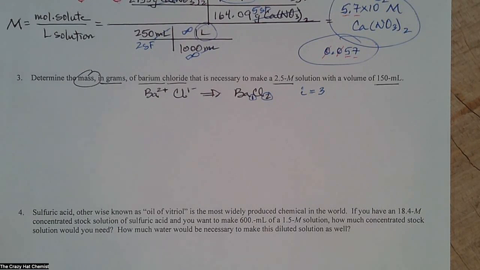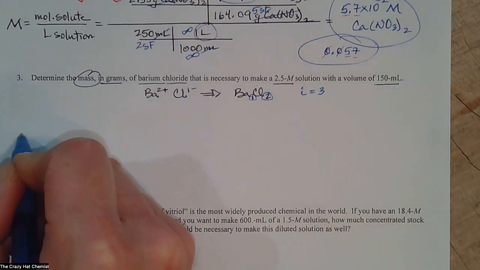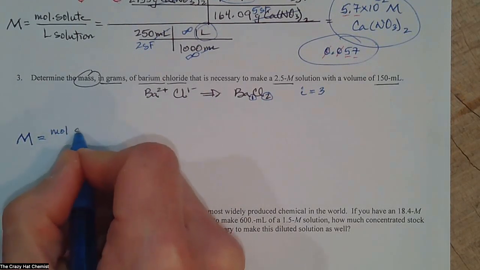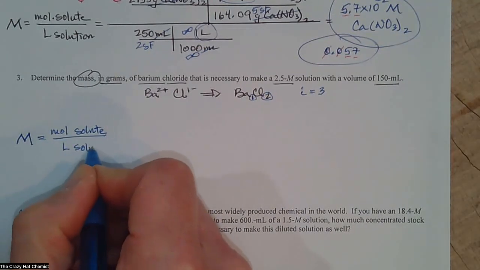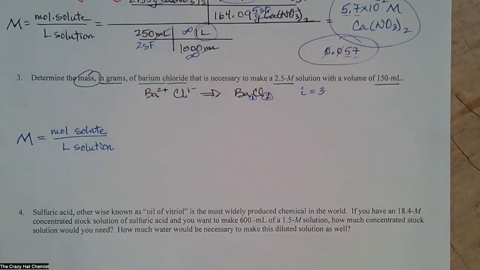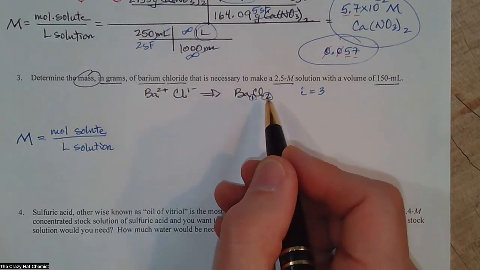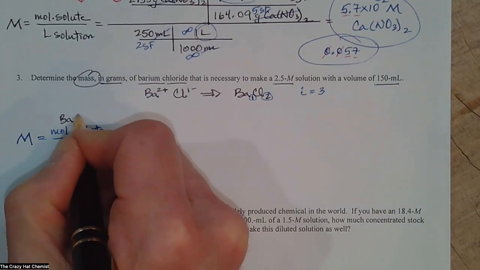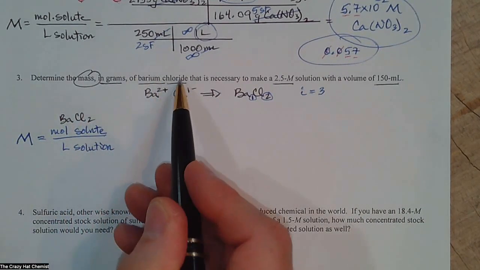Okay, fantastic. So I'm going to try a couple of different things here with this one. What we have is 150 milliliters. If we know our equation for molarity, molarity is equal to moles of solute over liters of solution. Okay, and what is the solute? It is, again, not the water. The water is the universal solvent. So we're going to assume that the solute is the barium chloride here. That would be an excellent assumption. And we're going to determine the mass of the barium chloride.